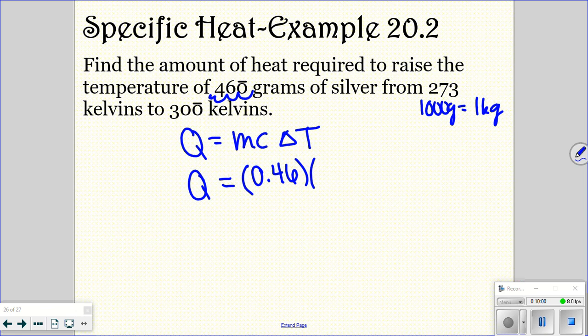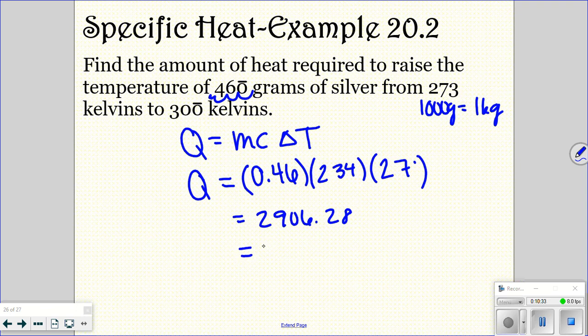Now for silver, you need to look at your chart on page 115. And you should see silver on the right hand side, and it's 234. So that's your C there. And then the change in your temperature, we went from 273 to 300. So that's a change of 27 degrees. So if you multiply, you should get 2,906.28. And we have 3 sig figs in all of our given numbers, so 2910. And heat is in joules. And so that would be your answer there.